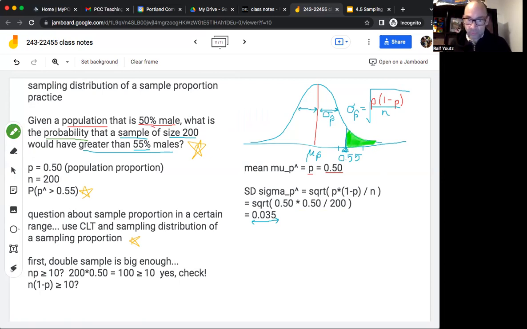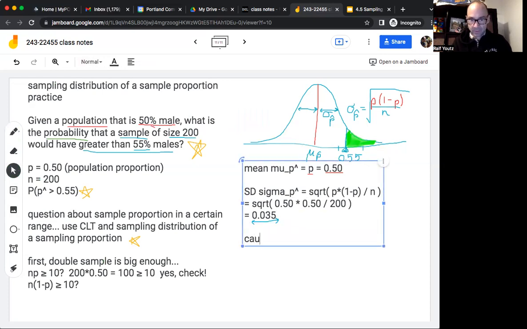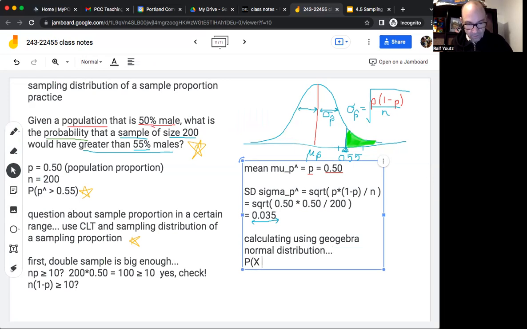That we can do now in GeoGebra, because we have our mean written down, 50%, our standard deviation, 3.5%, rounded to the nearest tenth of a percent, and we've got our likelihood defined: the probability that a sample proportion p hat is above 55%, as in this drawing. Calculating in GeoGebra, let's go do it. Just for my notes, calculating using GeoGebra normal distribution, we'll get P(X) greater than or equal to 55%, which is how we'll enter it over there. We'll go get our result. Let's do it.